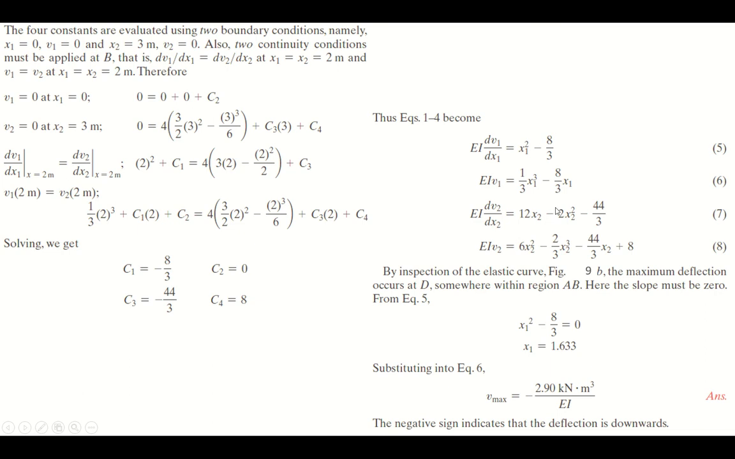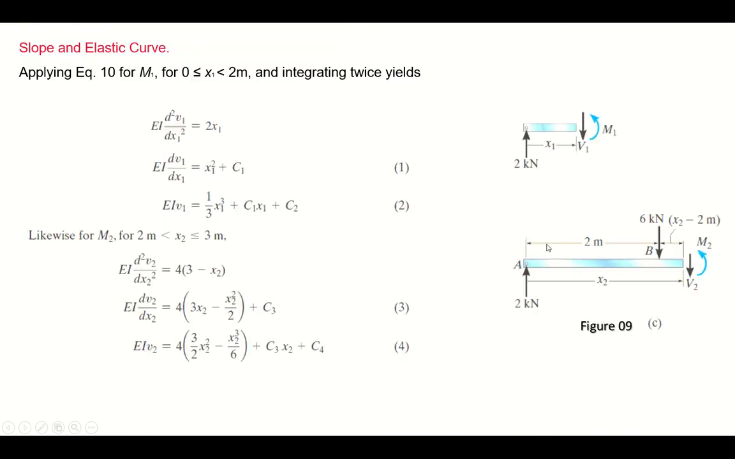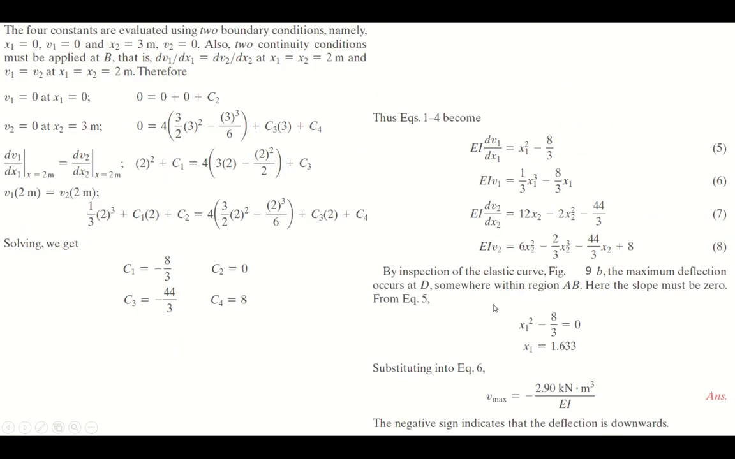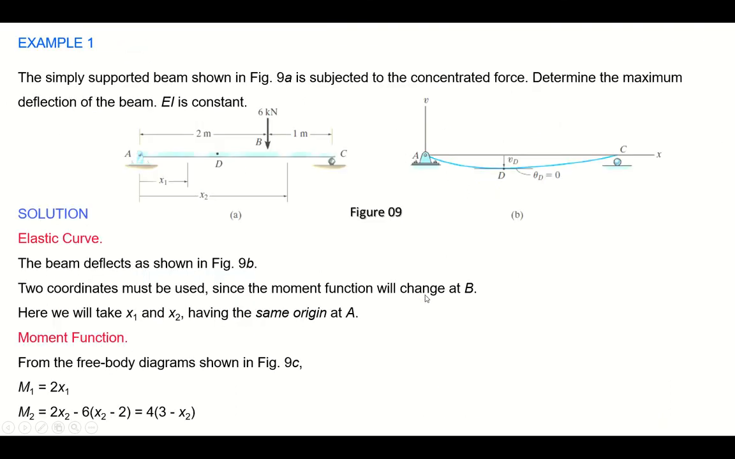Now equations 5, 6, 7 and 8 are your new equations. So by inspection of the elastic curve, figure 9b, this one, this is your elastic curve, right? The maximum deflection occurs at D, which is somewhere within region AB, right? So here the slope must be 0. Please remember that the maximum deflection occurs where the slope is 0.